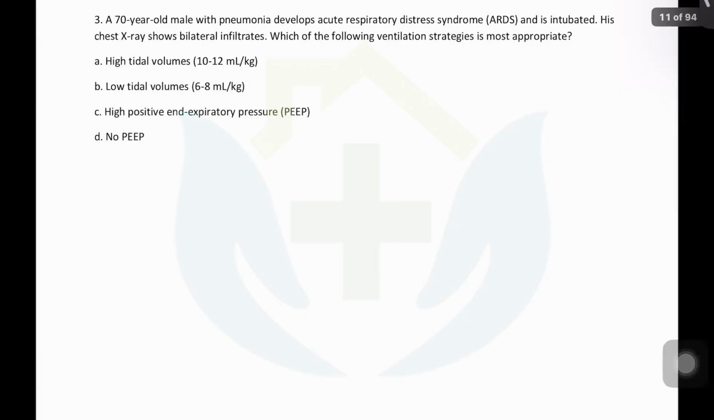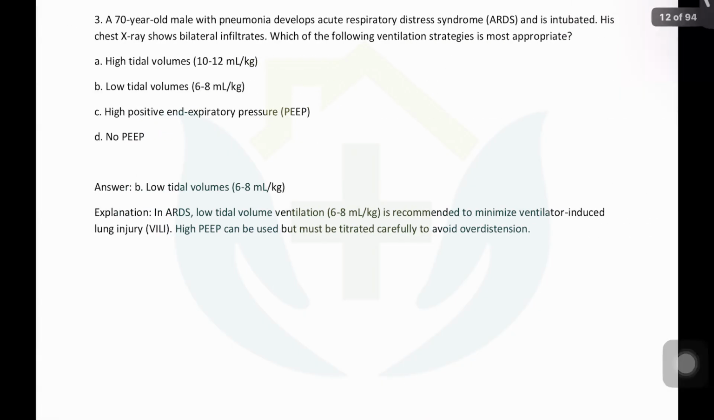Now we have moved from simple type 2 respiratory failure to bronchial asthma. Now we are having respiratory failure secondary to pneumonia. So a 70-year-old male with pneumonia develops ARDS and is intubated. This patient's chest X-ray shows bilateral infiltrates. Which of the following ventilatory strategies is most appropriate in this patient? So B. That is 6 to 8 ml per kg of tidal volume.